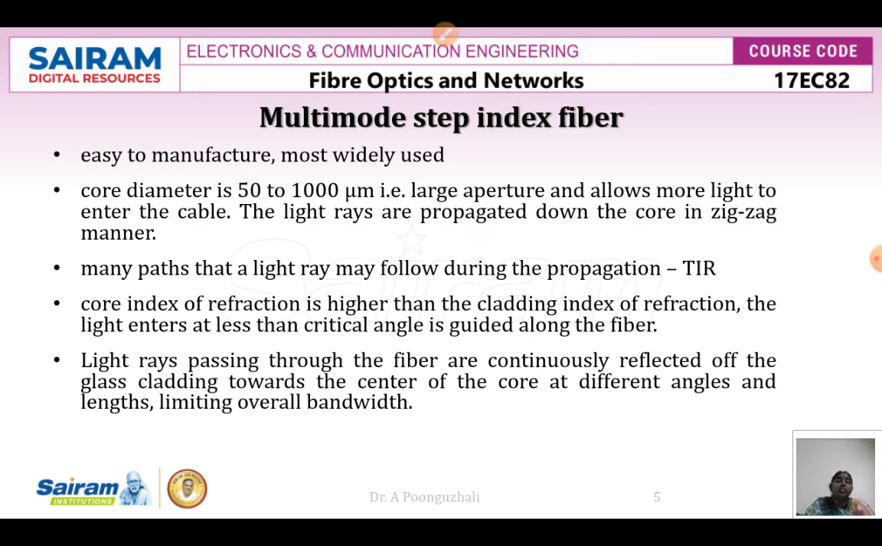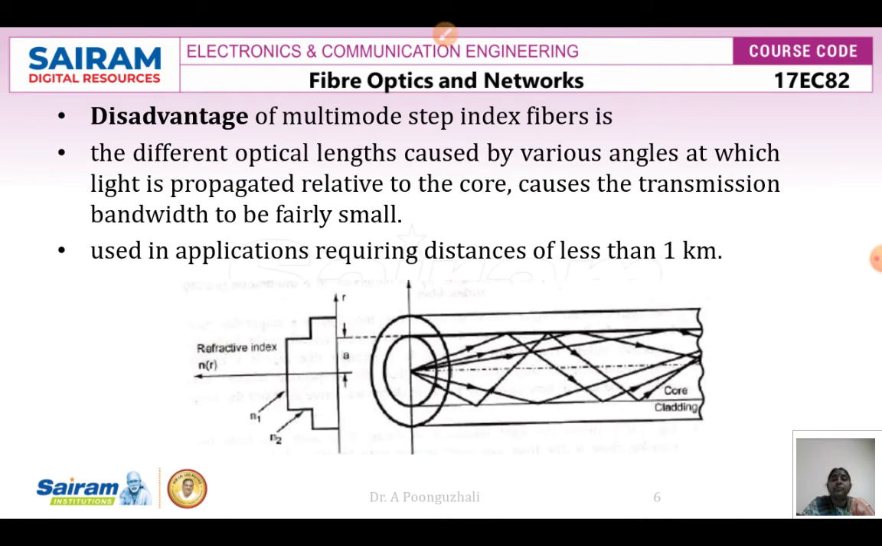If the incident angle is less than the critical angle, your light wave will not be reflected back; it will be refracted and penetrate into the cladding interface. So here, the light rays which pass through the fiber are continuously reflected at the glass cladding interface. Then that light ray is reflected towards the center of the core at different angles and lengths, which is going to limit the overall bandwidth.